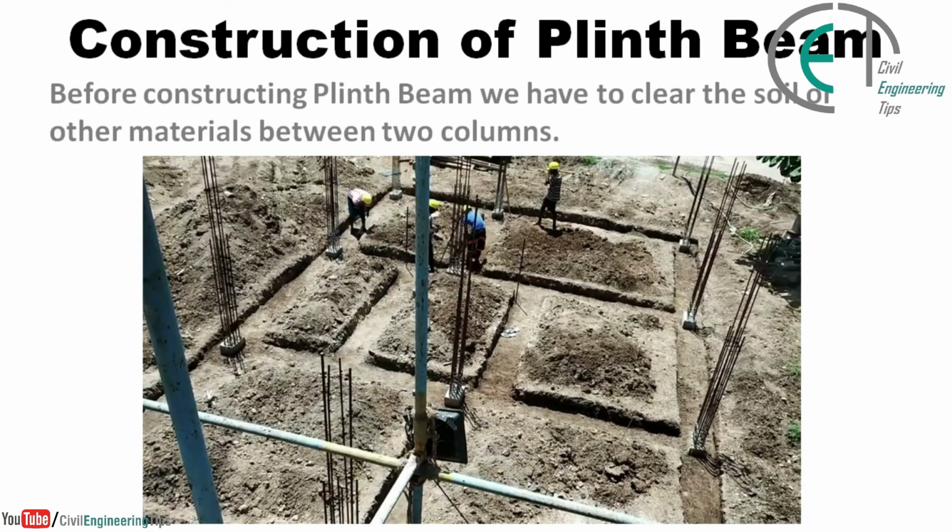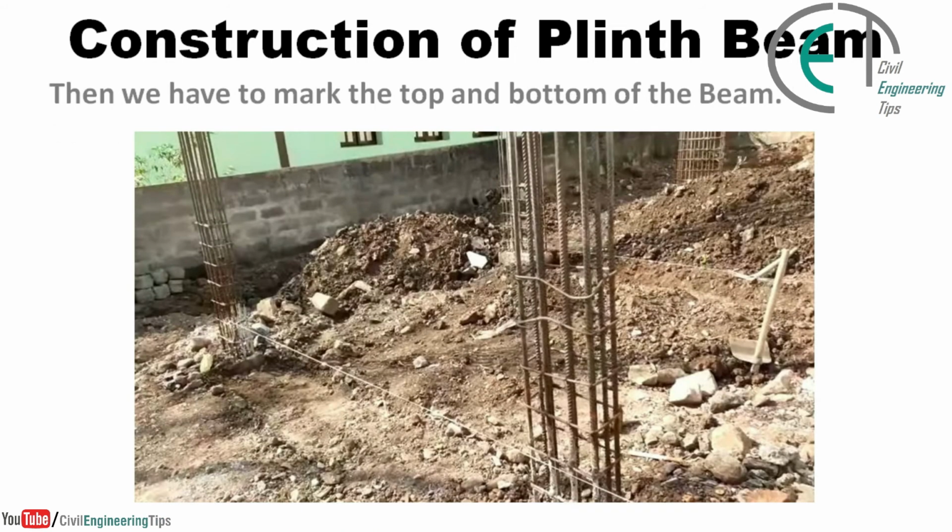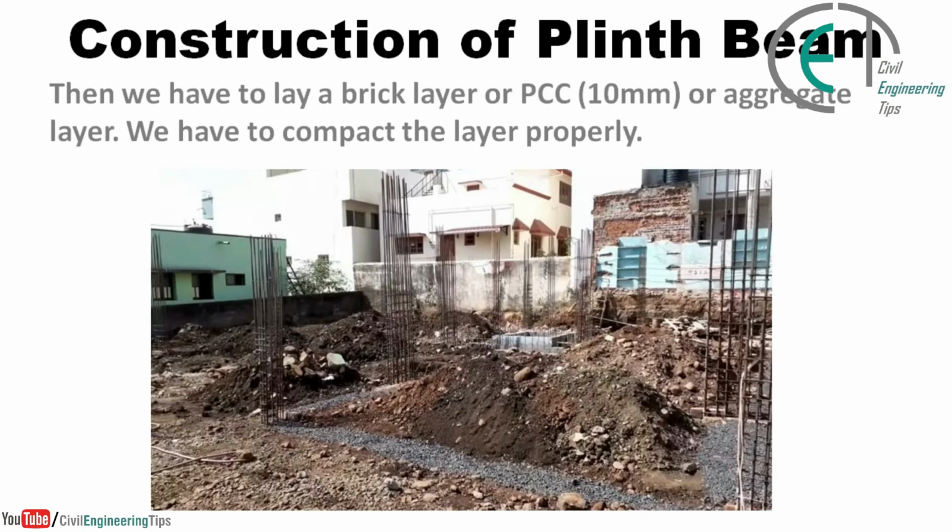Now let's discuss about the construction of plinth beam. Before constructing plinth beam, we have to clear the soil or other materials between two columns. Then we have to mark the top and bottom of the beam. Then we have to lay a brick layer or PCC or aggregate layer. We have to compact the layer properly.